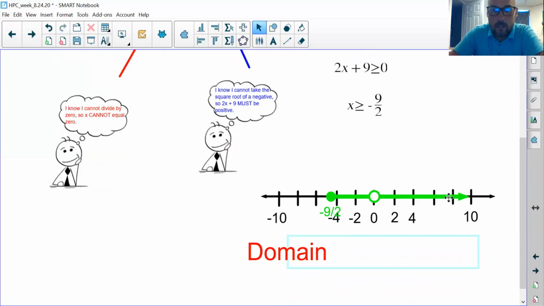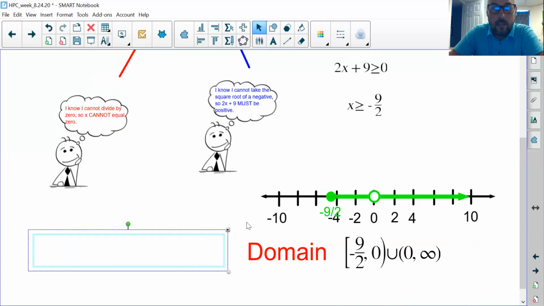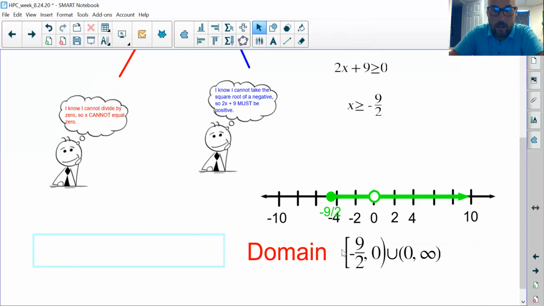So here is our solution. We just need to convert this to interval form. And we have 2 intervals. We've got an interval from -9/2 to 0, and then everything past 0. So there it is. Including -9/2 for the bracket, excluding 0, so parentheses, and then adding on to that the second interval, everything past 0 and on into infinity.